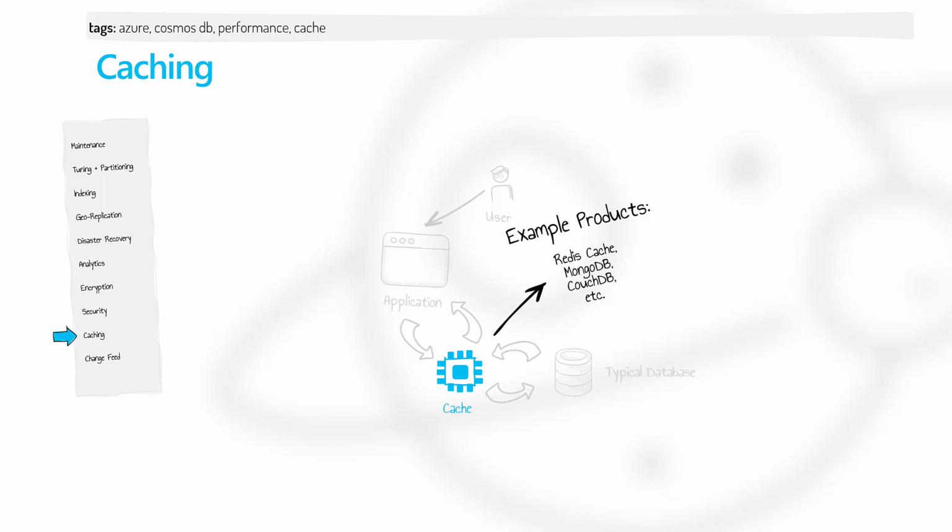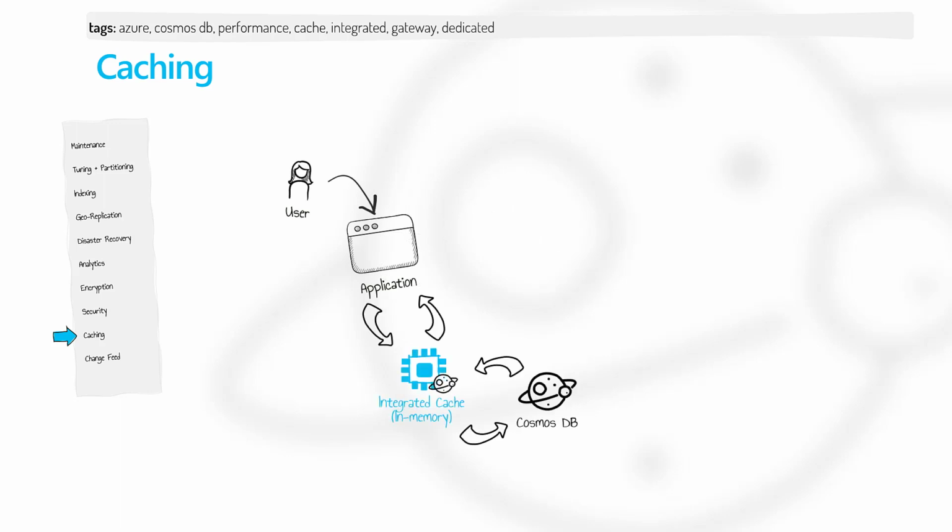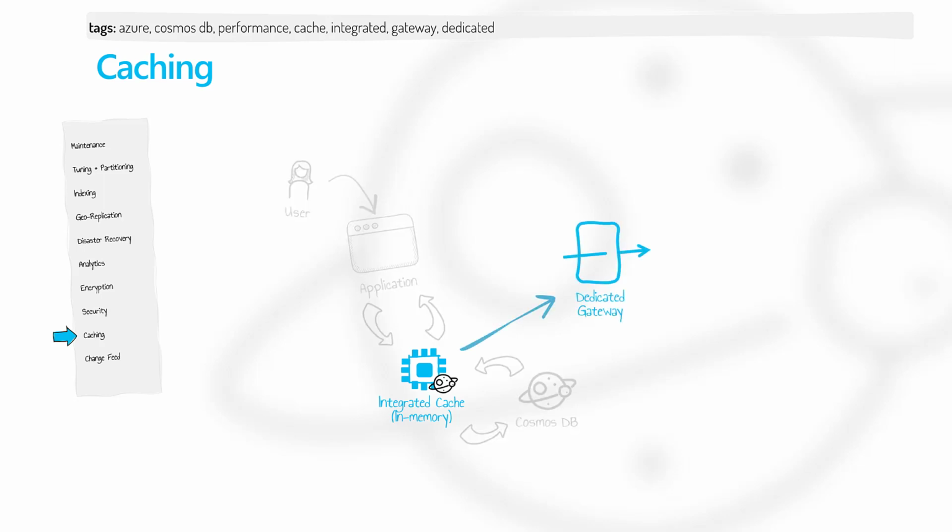With Azure Cosmos DB, the caching capability is built into the product and is called an integrated cache. It is also in memory, so it does not require reading from a physical disk drive. The way integrated cache is enabled for Cosmos DB is by enabling the dedicated gateway from the Azure portal.